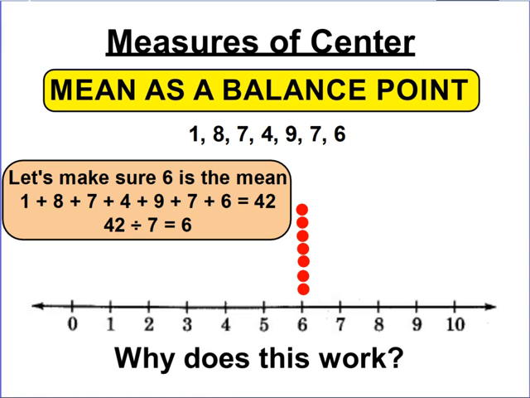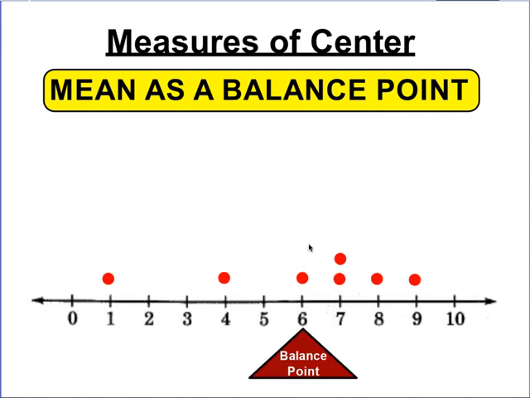So let's do one other thing. Let's see why this works. The reason it works and the reason it's called a balance point is because it's kind of like a seesaw. If all these dots are in the correct spot and the balance point is in the correct spot, the seesaw should be balanced. It shouldn't tilt one way or the other. And if you think about a seesaw, when it's balanced, it has the same weight on both sides. The mean as a balance point works the same way.